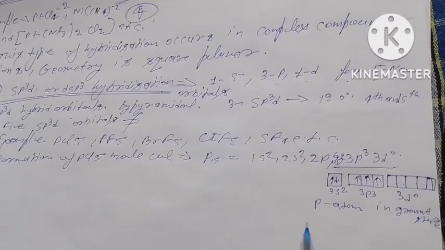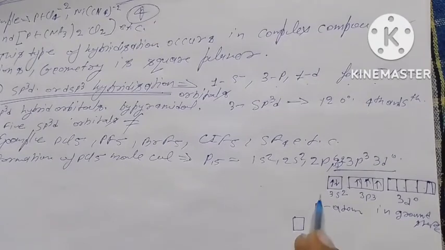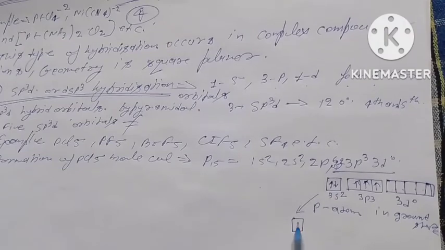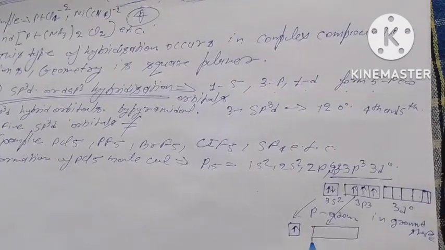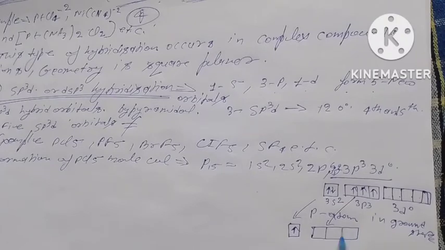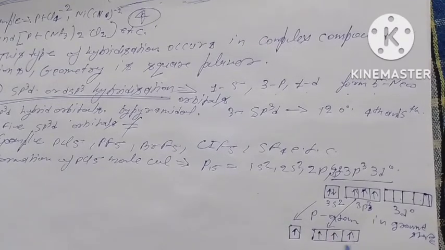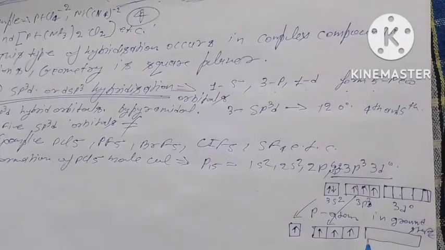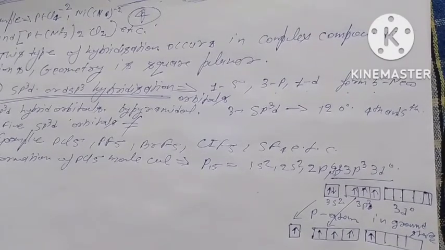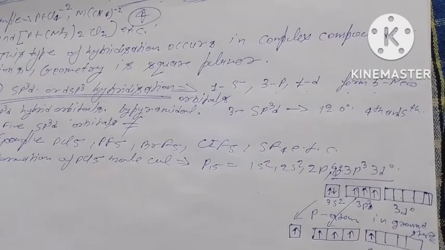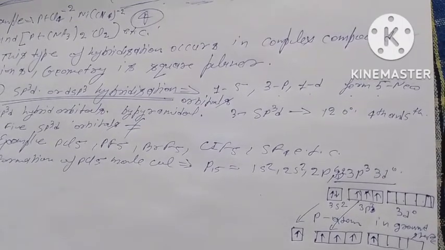After some time, one electron is promoted, and this is 3p3 and this is 3d1. So this is also converted into 3d1. This is the P atom in excited state.